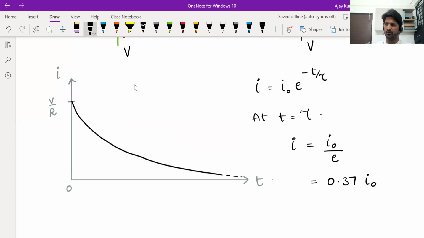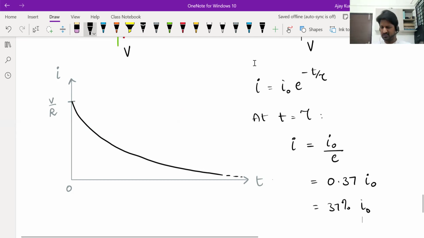You calculate and see, 1 by 2.7. How can it be 0.6? 1 by 2 itself is 0.5. 1 by 2.7 cannot be 0.6. So in a time equal to one time constant, current becomes 0.37, that is 37% of I naught, of peak current. So from I naught, it comes down to 37% of I naught, meaning it decreases by 63%.